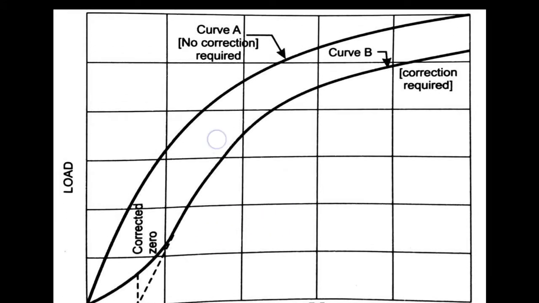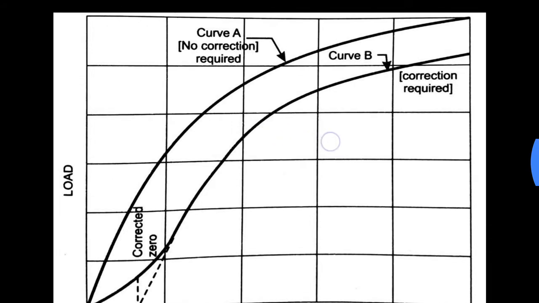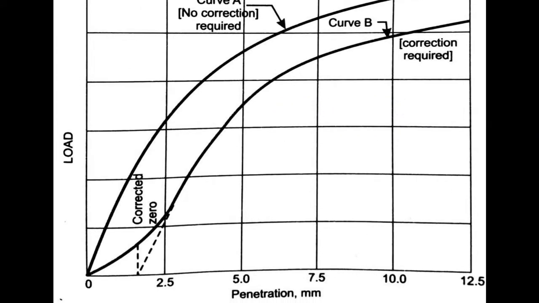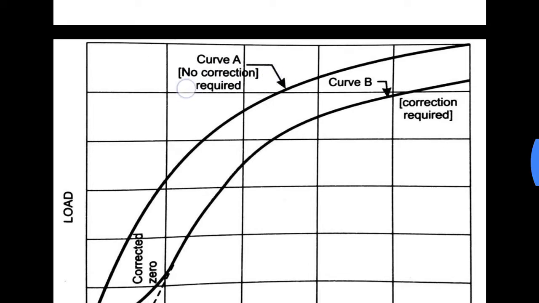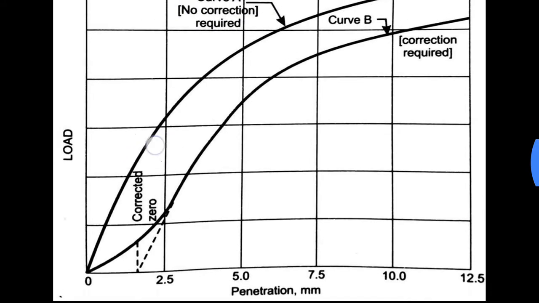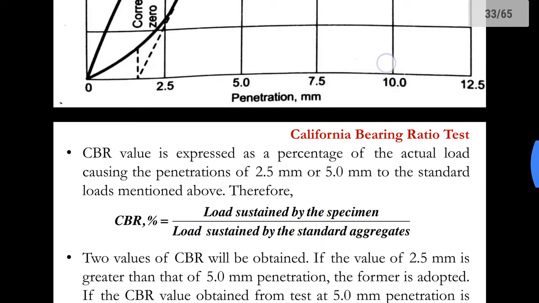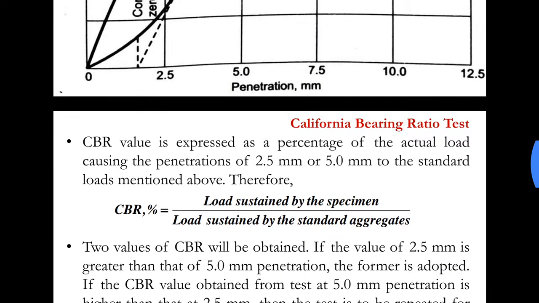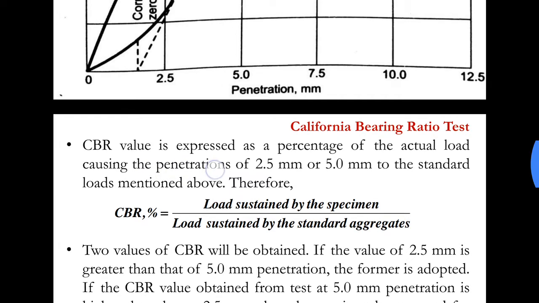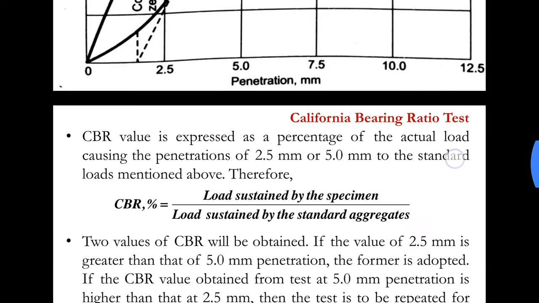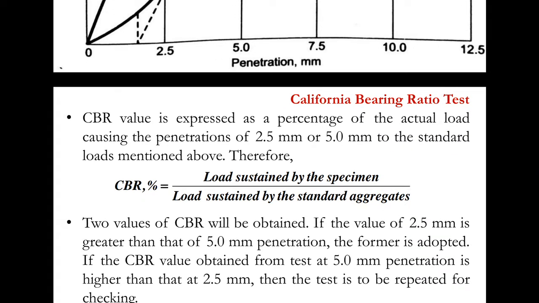Now once we have this graph plotted, we have these two curves over here. Not two, one; I've drawn one for the correction purpose. Suppose we have one curve, that is curve A. We obtain this curve using the values obtained from our tests. Now, CBR value is expressed as a percentage of the actual load causing the penetrations of 2.5 mm or 5 mm to the standard loads mentioned above.